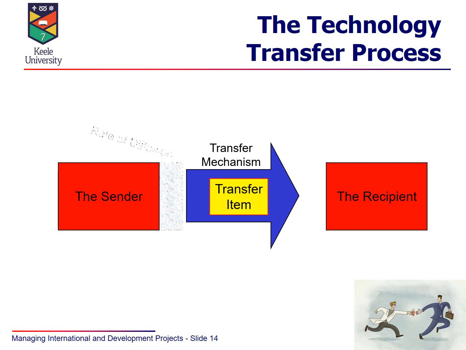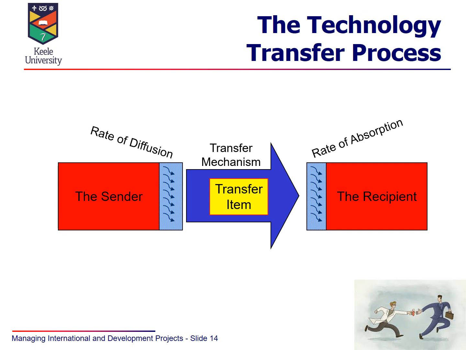The transfer mechanism is the way in which we send the knowledge or know-how, the transfer item, from the sender to the recipient. But then we've got a little bit of filtering: the sender has the knowledge, but at what rate are they able to send it, and should they send that? And then on the other end, another filter is how well can the recipient absorb that? Are we able to send it and transfer it quickly, or do we need to do a lot more preparation, training, and slow the rate of diffusion of the technology?